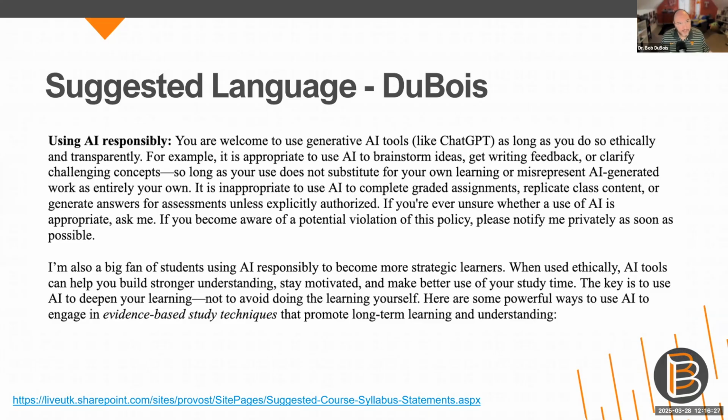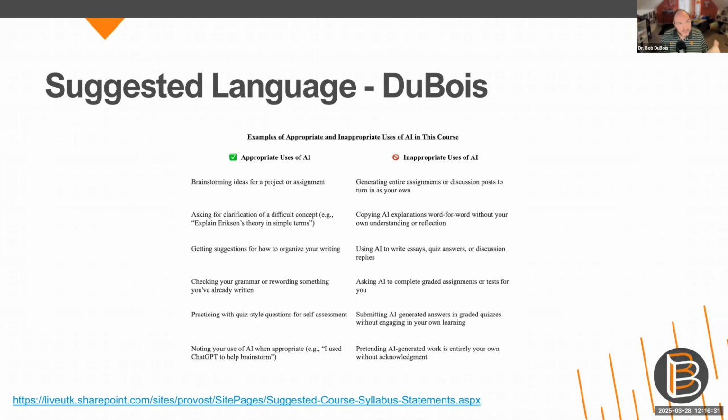Basically, I've got prompts for engaging in retrieval practice, engaging in spaced practice, engaging in deep processing, including elaboration and concrete examples and dual coding, and much more. So I really tried to show them how. And then I also, with the help of AI, created a rather simple table with some of the appropriate and inappropriate ways that someone could choose to use AI.